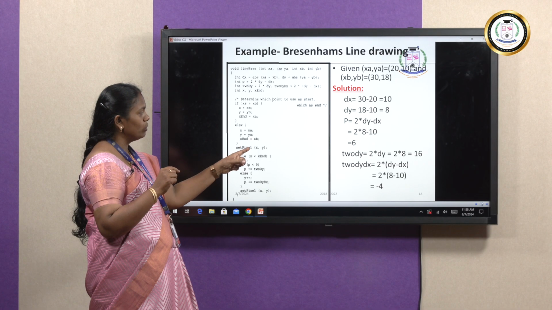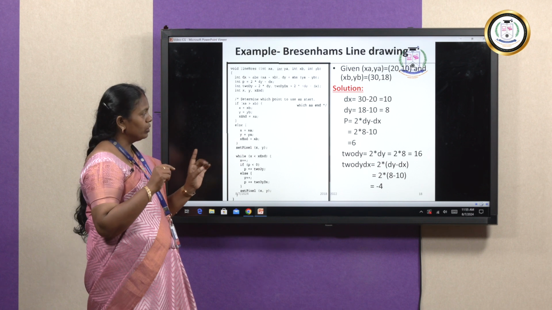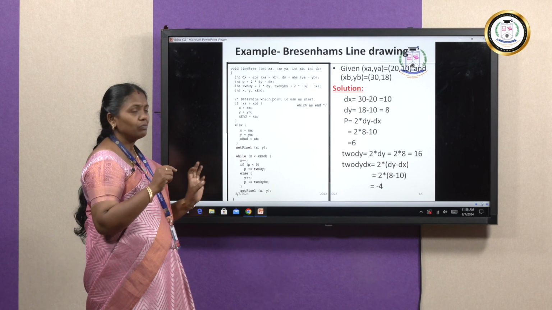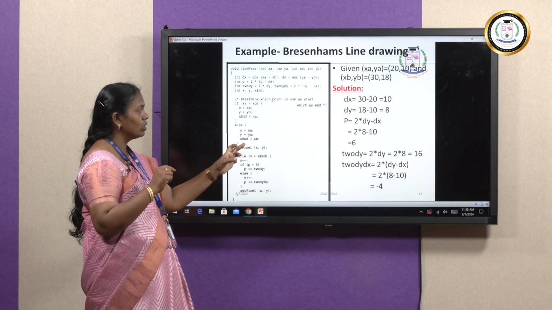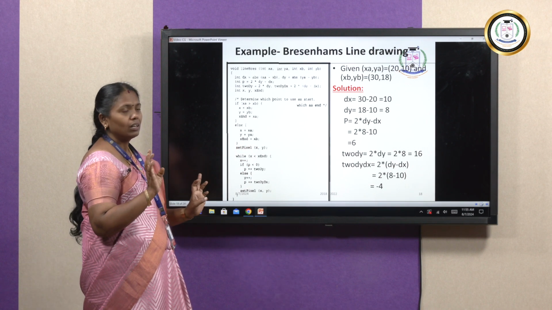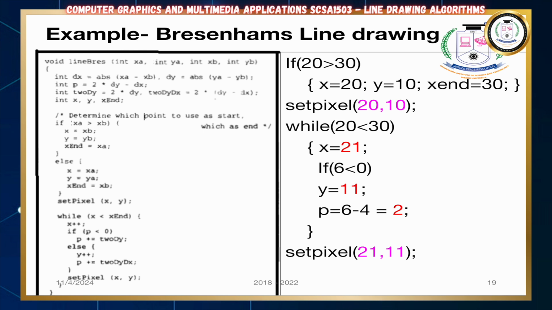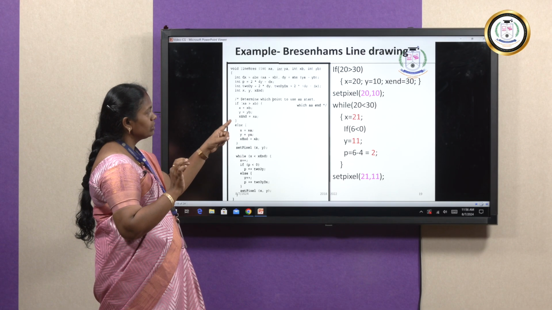Then 2dy is one variable, and 2dy minus dx is another variable. According to the condition, these two calculations are done, because we know the dy and dx values. We just substitute the values and get the 2dy and 2dy minus dx values. Now we check the condition: the loop will be repeated delta x times, as I already told you. For each and every value, we check the condition.